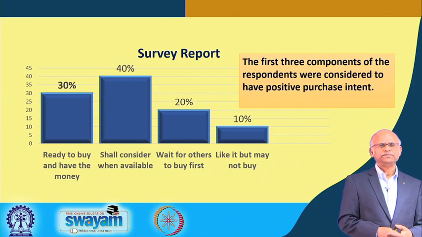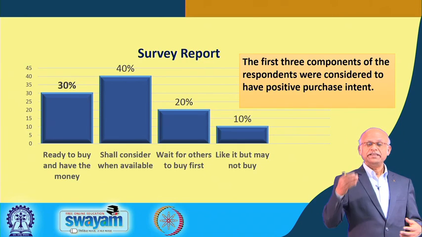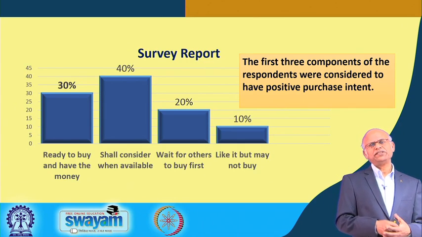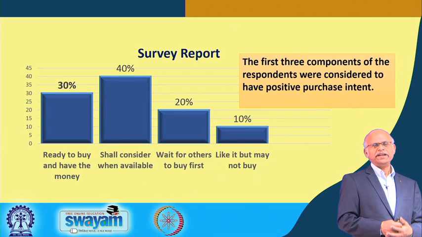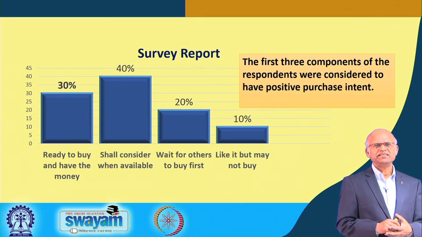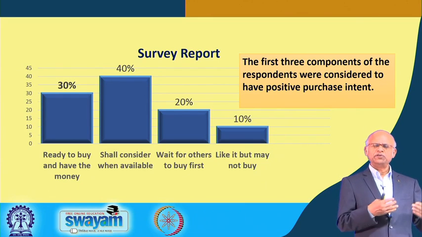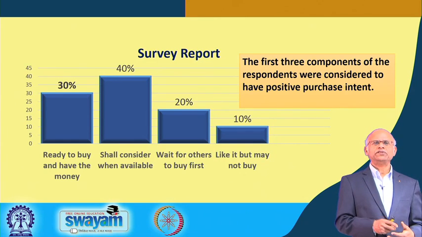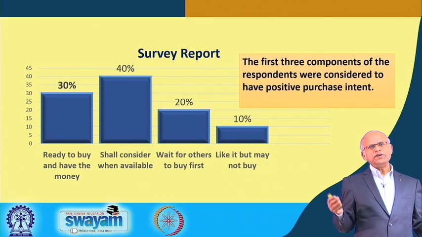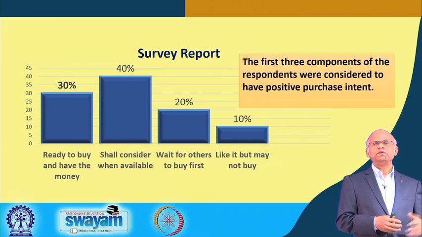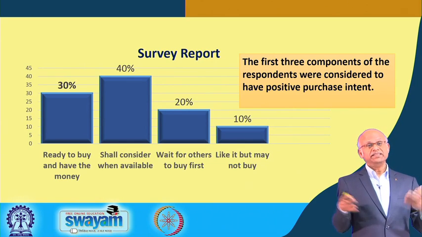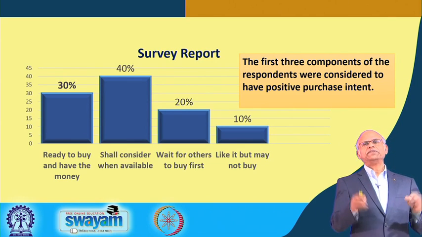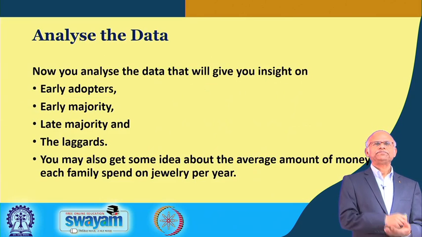Suppose this is the data: 30% are ready to buy immediately. Looking at the picture itself, they say, I would like to buy now. 40% say, okay, we shall consider when available; I have to see the jewelry directly and then I will decide, I cannot decide based on the photograph. Then 20% say, I will see how other people are behaving, and if they say this is good, then only will we buy. 10% say, I may not buy.